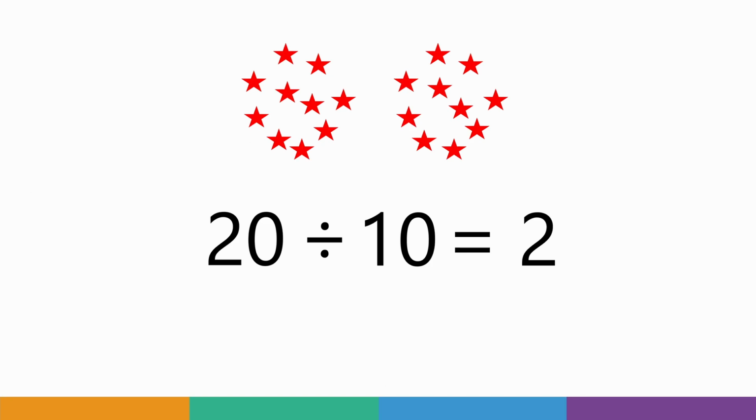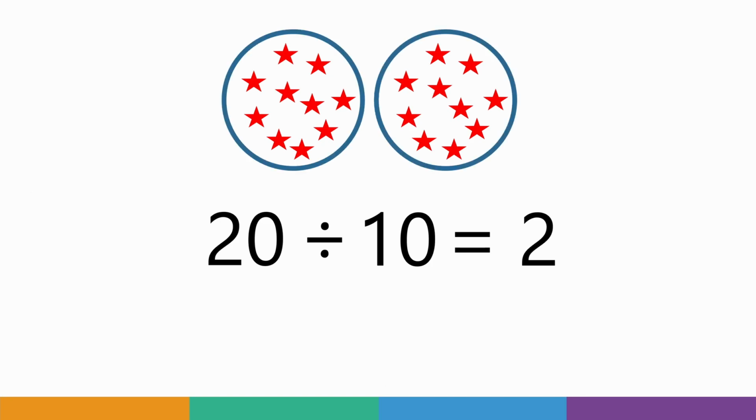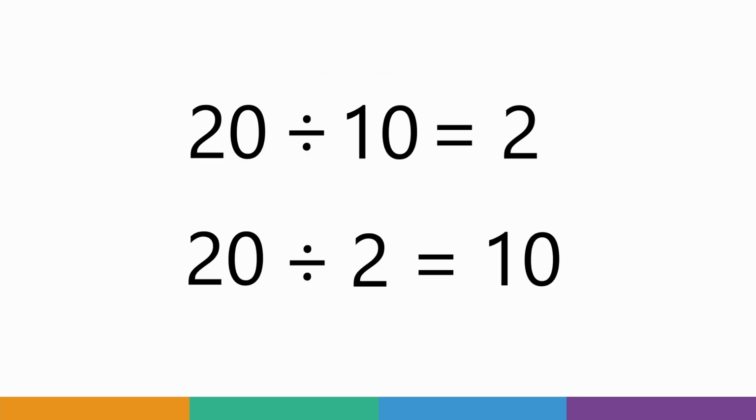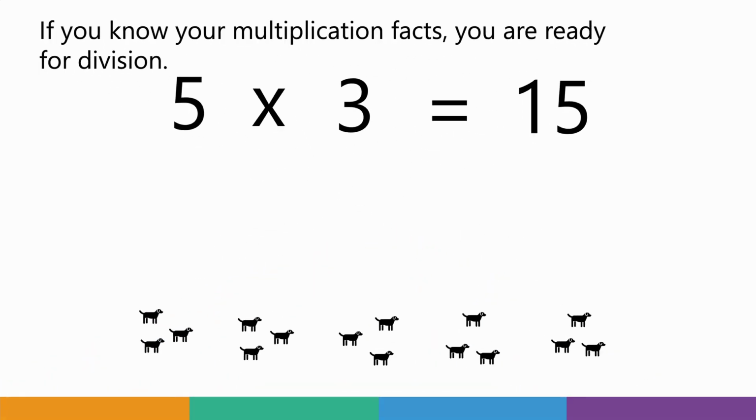20 divided by 10 equals 2, 2 groups of 10. 20 divided by 10 equals 2, or 20 divided by 2 equals 10. Notice the relationship of the numbers, how they can switch around to get the answer. If you know your multiplication facts, you are ready for division.